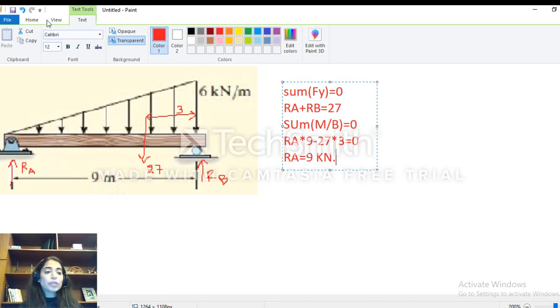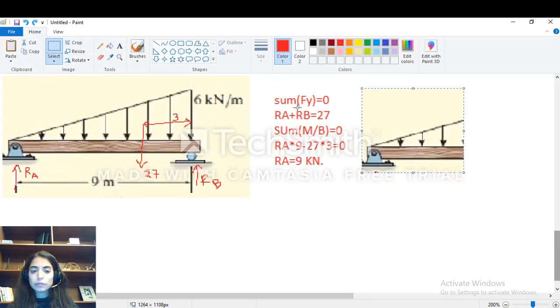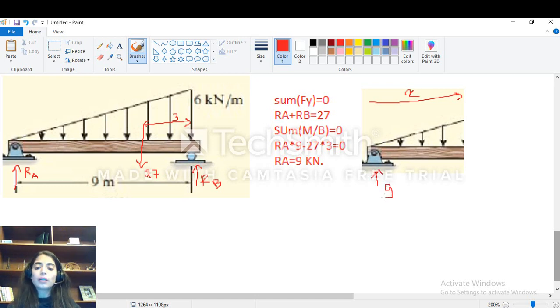Now, let's make our first cut. So, guys, this will be my first cut. And don't forget, guys, that this should be x, right? So this is my x here. And I know that this Ra here is equal to 9. Now here, guys, don't forget that since this is the left part, V should be downward and M should be in the counterclockwise direction.